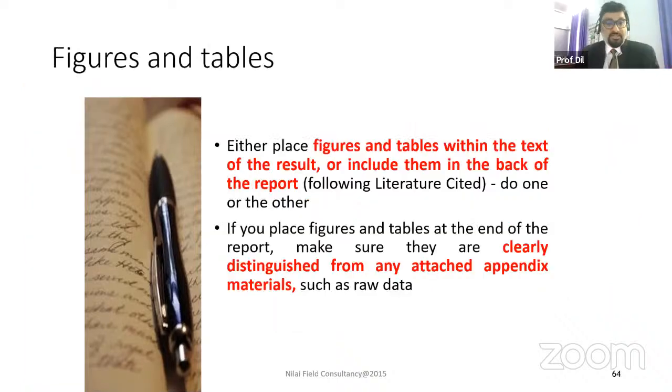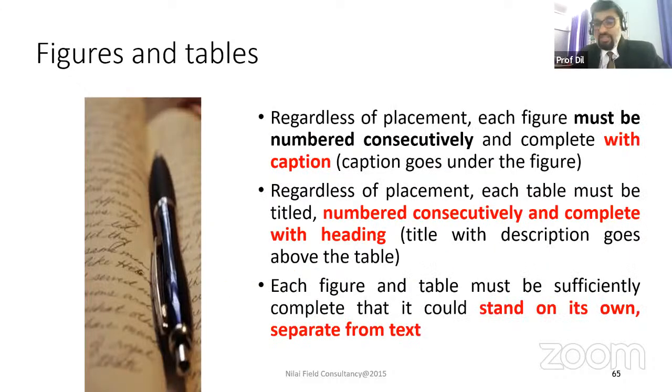So within the text of the results section, you place figures and tables, or you include them at the back of the report. If you place the figures and tables at the end, clearly distinguish them in the attached appendix and materials. Regardless of the placement, each figure must be numbered consecutively, as I have explained, and complete with heading, title, and a description that goes above the table. All that I have mentioned to you.